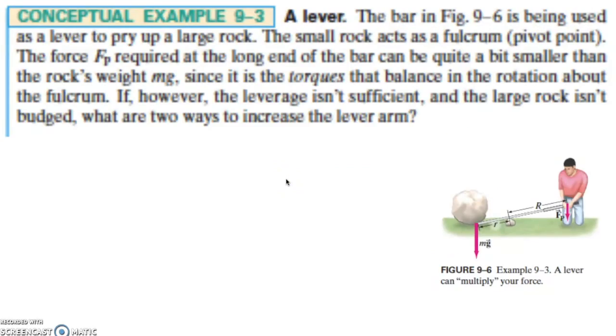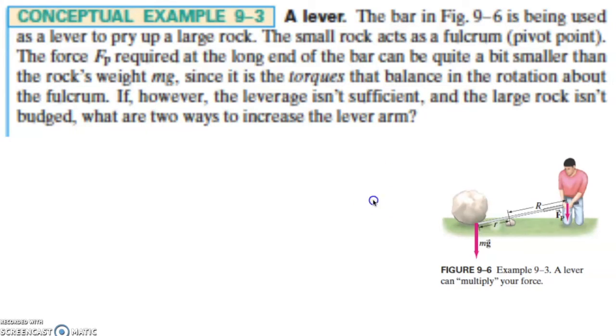And then levers. The bar that you see here, that the guy's holding, is being used as a lever to pry up a large rock. So we're trying to lift this rock. The small rock is the fulcrum, the pivot point. The force FP pushed down at the long end of the bar can be quite a bit smaller than the rock's weight, mg, since it is the torques that balance in the rotation about the fulcrum. If, however, the leverage isn't sufficient and the large rock isn't budged, what are two ways to increase the lever arm? We'll talk about that one by looking at the board.